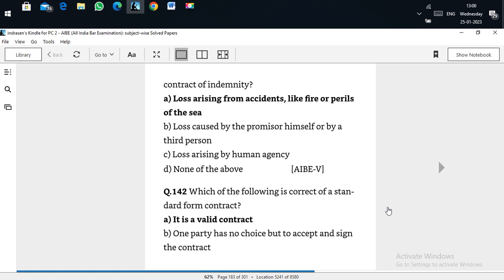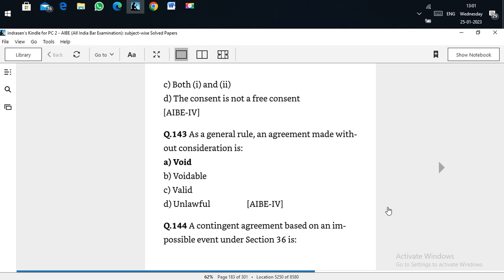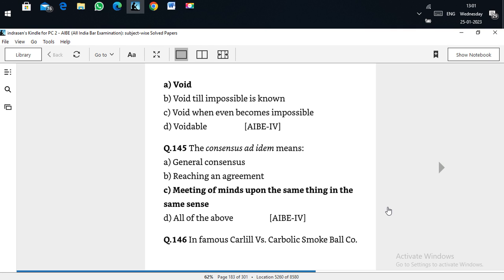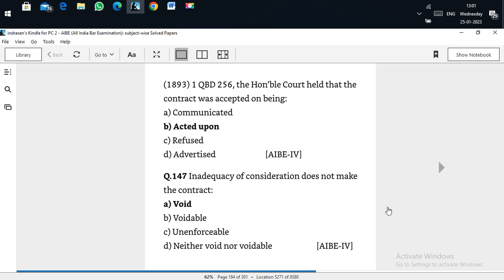Which of the following is the correct standard form of a contract? It is a valid contract. As a general rule, an agreement made without consideration is void. A contingent agreement based on an impossible event under section 36 is void. Consensus ad idem means meeting of minds upon the same thing in the same sense. In the famous Carlill versus Carbolic Smoke Ball Company, the honorable court held that the contract was accepted on being acted upon. The inadequacy of consideration does not make a contract invalid.